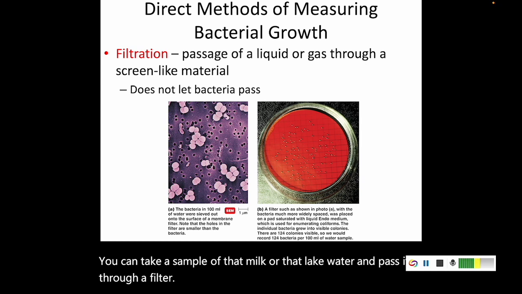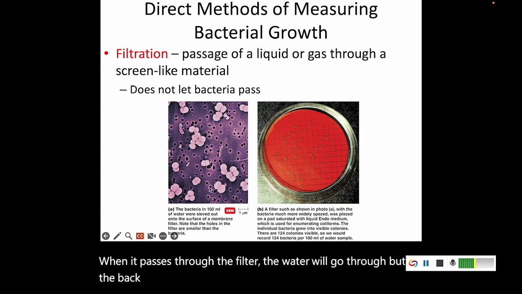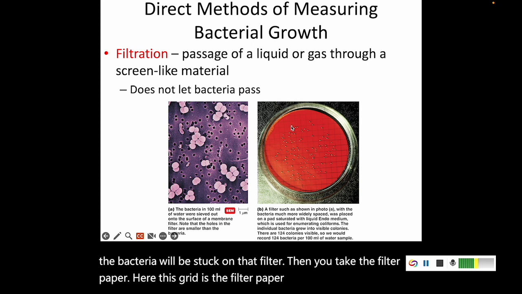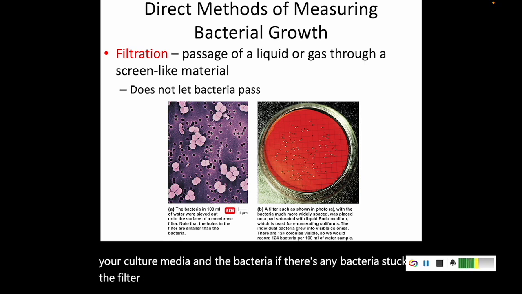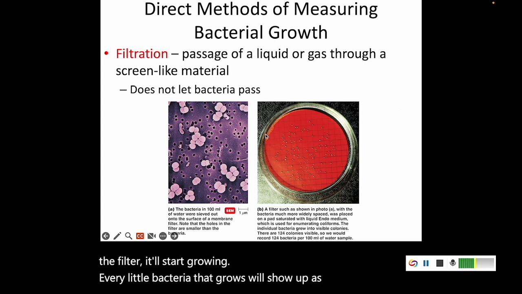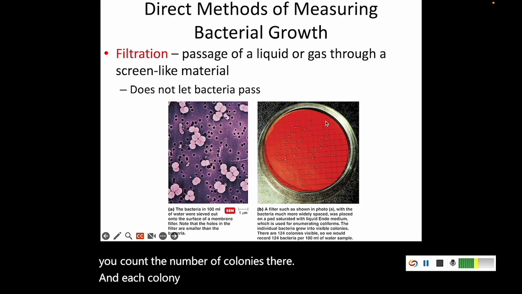When it passes through the filter, the water will go through, but the bacteria will be stuck on that filter. Then you take the filter paper, here this grid is the filter paper, and you put it on top of your culture media, and the bacteria, if there's any bacteria stuck to the filter, it'll start growing. Every little bacteria that grows will show up as a colony, and then you count the number of colonies there. And each colony will tell you how many bacteria you started with in your solution.